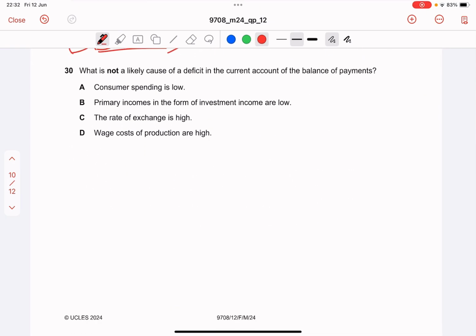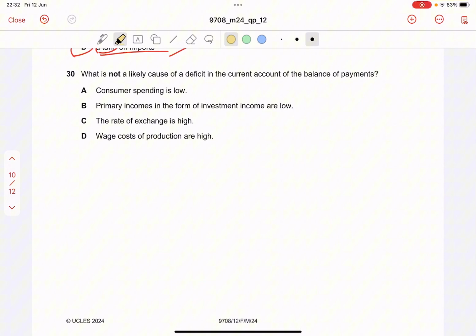Last one. What is not a likely cause of a deficit in the current account of the balance of payments? Again, what is the current account of the balance of payments?